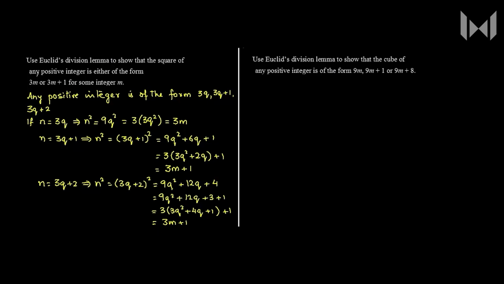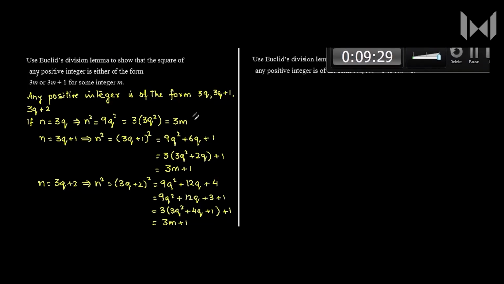And therefore the square of any positive integer is of the form 3m or 3m plus 1.